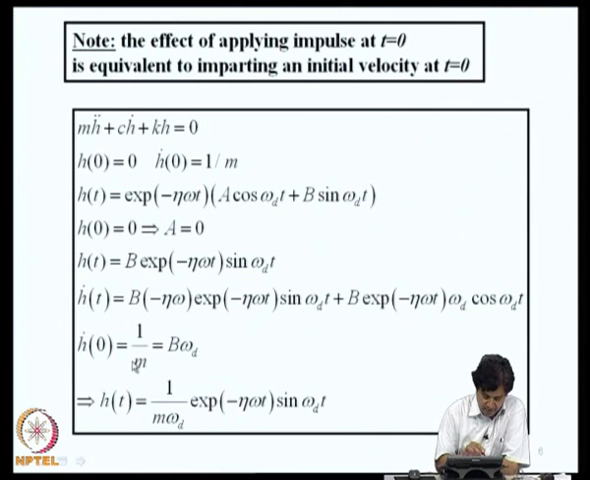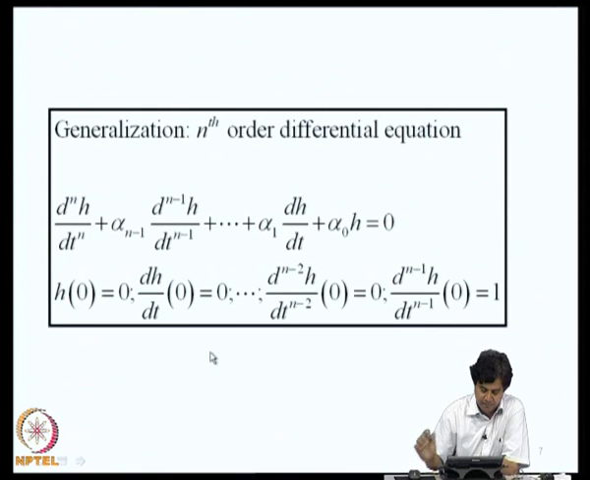Following this, we get the solution to this equation as 1 by m omega d exponential minus eta omega t sin omega d t, which we have already obtained by an independent means as the time derivative of the initial response. So, in constructing impulse response functions for dynamical systems, this approach is more easily implementable.